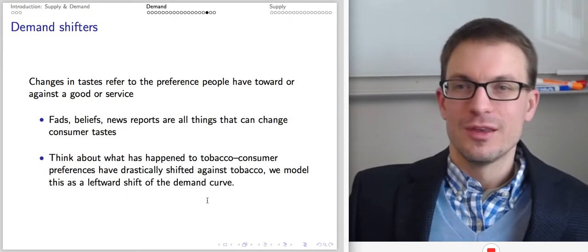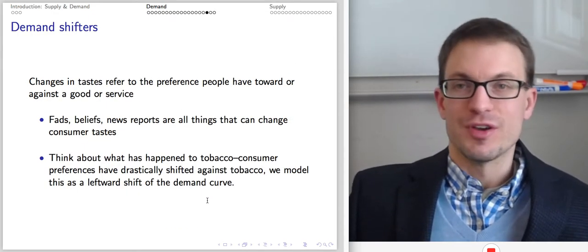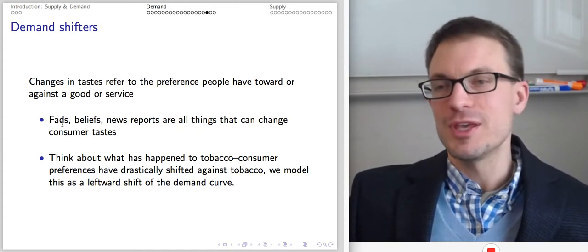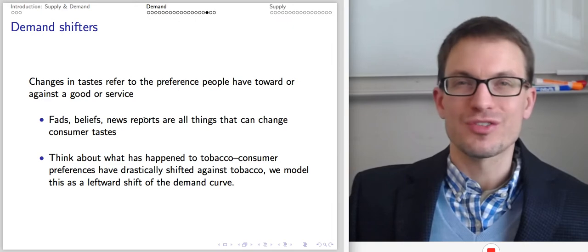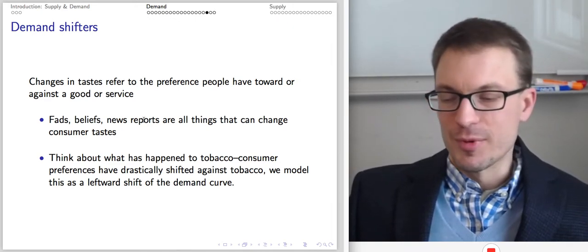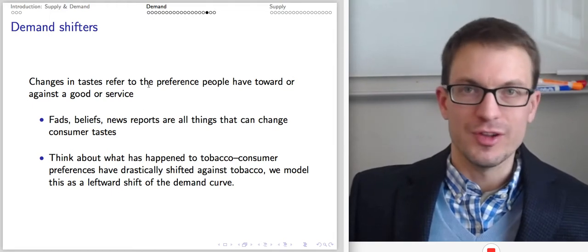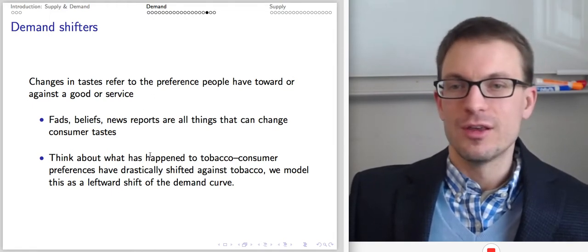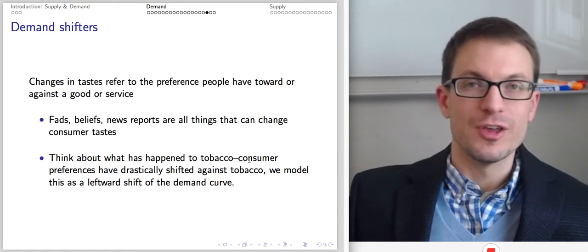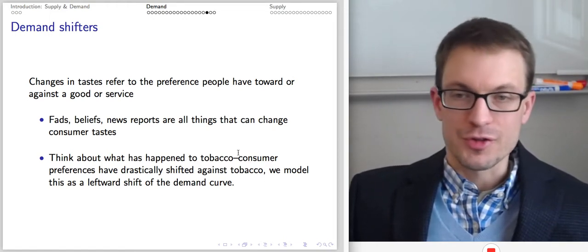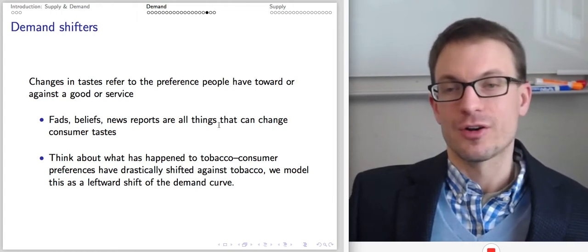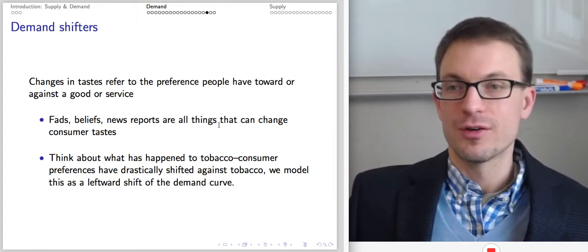Okay. Changes in taste are a demand shifter. It can shift demand left or right, an increase in demand or a decrease in demand. And this can be fads, beliefs, news reports. If there's a health report about some good being favorable to your health, we'll expect that to cause an increase in demand for that good. It can go in the opposite direction. So think about what's happened to tobacco, right? Consumer preferences, tastes, and beliefs, cultural aspects have shifted against tobacco. We get a leftward shift to the demand curve, other things equal, for tobacco.